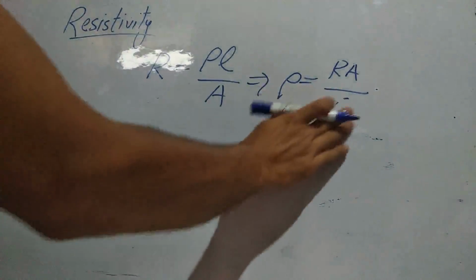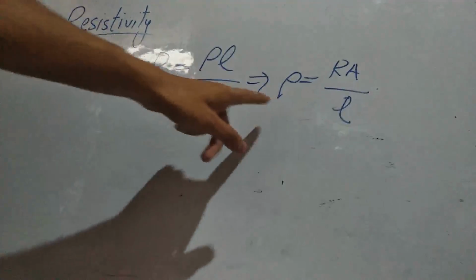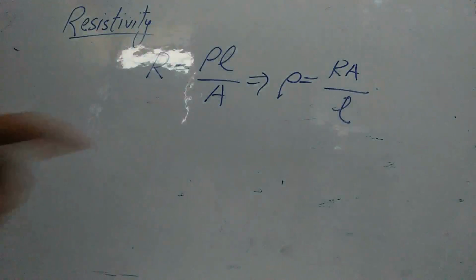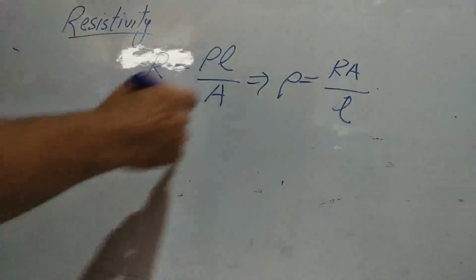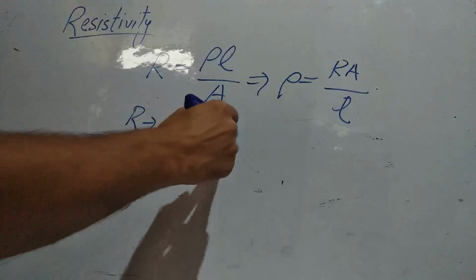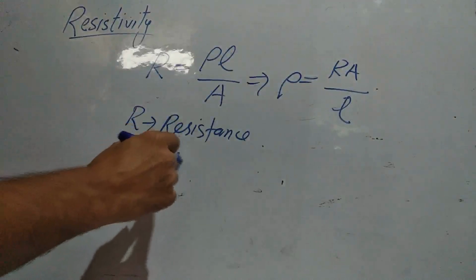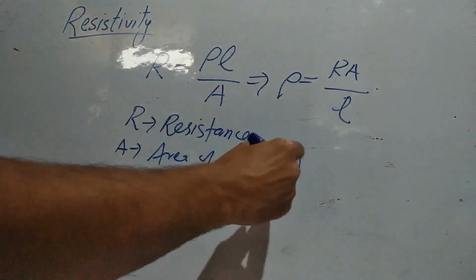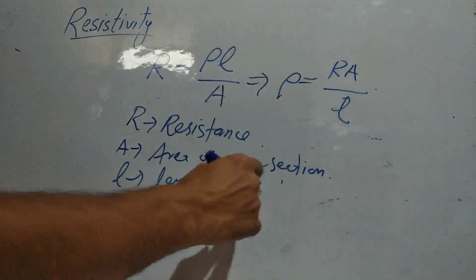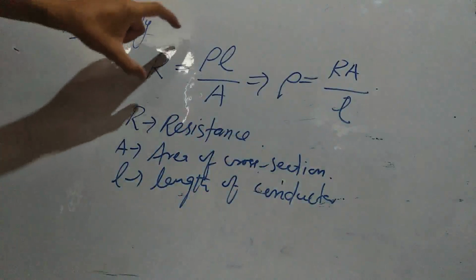As you can see here, if I rearrange for rho, it comes out to be RA divided by L. Here R is the resistance of the conductor, A is the area of cross section, and L is the length of the conductor. So we shall obtain the definition of resistivity from this formula.